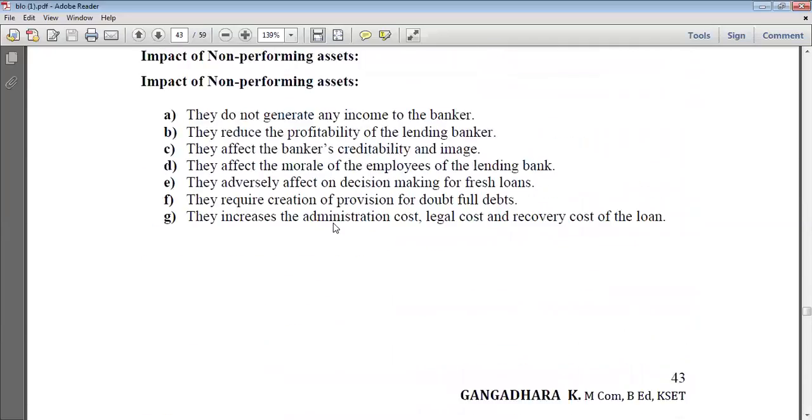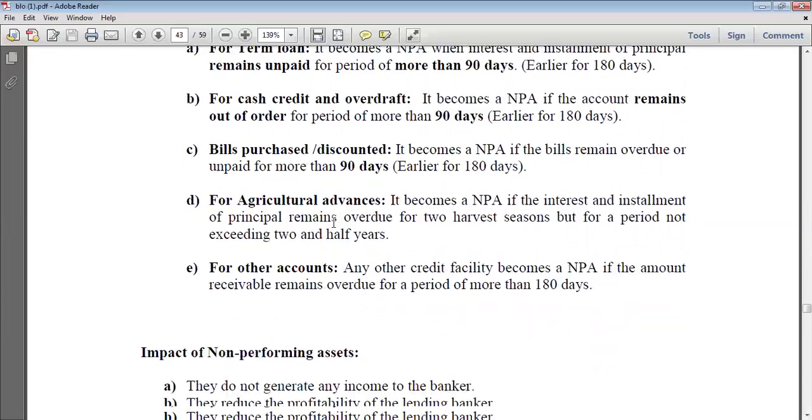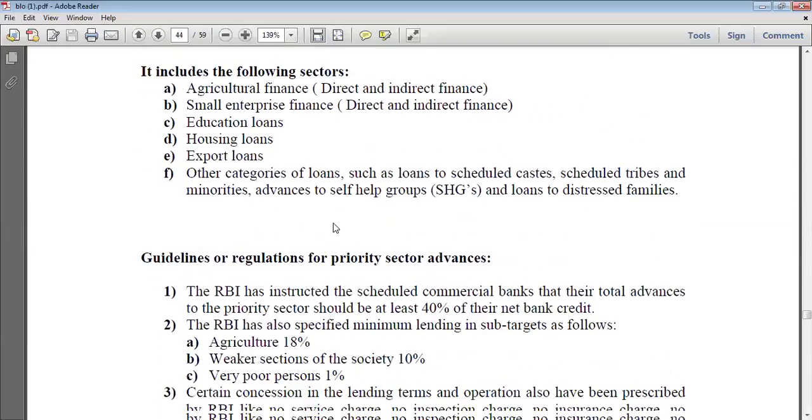Basically, this relates to recovery of the NPA, that is, non-performing assets. So these are the major information regarding the NPA.